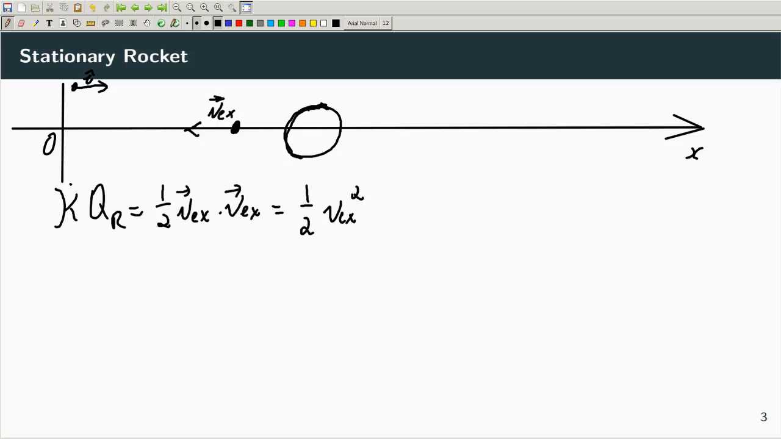Here kappa is just some dimensional constant which depends on the units used, Q_R is the chemical reaction energy, which is usually measured in joules per kilogram of the chemical used, and V_ex is of course the exhaust velocity. So that's per unit mass, so that's the kinetic energy. We'll focus mainly on the exhaust mass in this example.